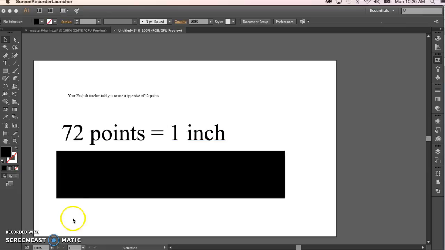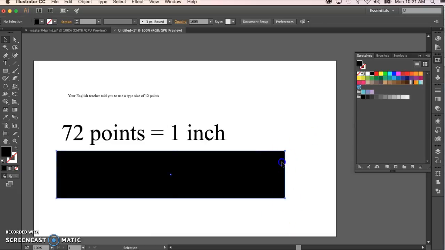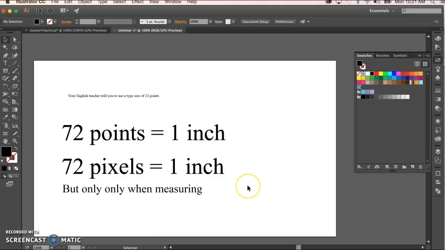So if I asked you how many pixels there are per inch, per the resolution video, you would say you can't answer that. So if you're talking about an image, you're definitely right. You can't answer that because it's resolution dependent. But we're in this weird place where we do indeed use pixels as a measurement. And it's come to this: 72 pixels in 1 inch, but only when measuring.